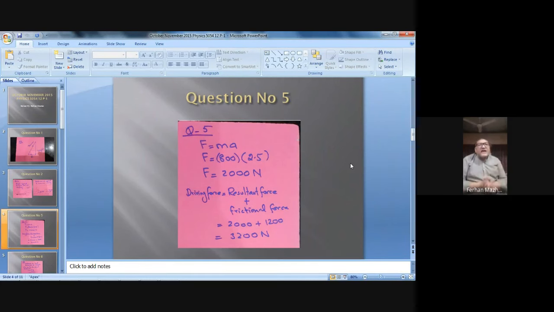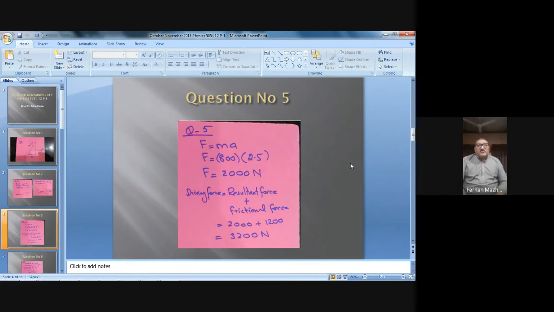The question is, what is the driving force? You see, there is frictional force, and that is 1200 Newton. So the driving force needs to provide two forces. It needs to provide the force to overcome the friction, plus it needs to give the force to accelerate the car. So the driving force must be equal to the resultant force plus the frictional force.